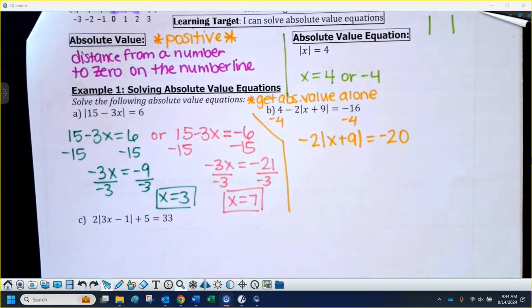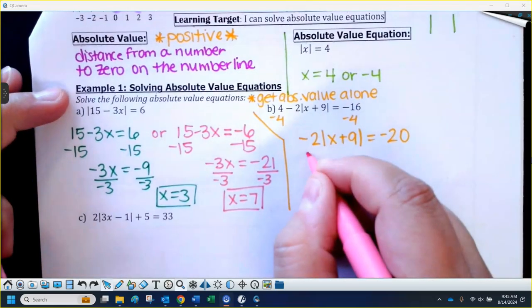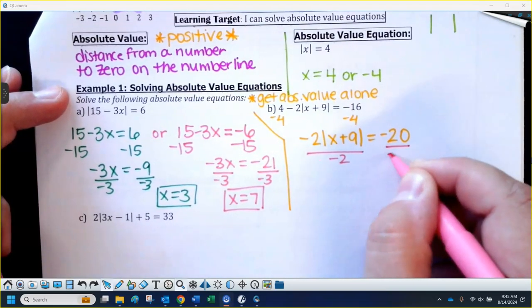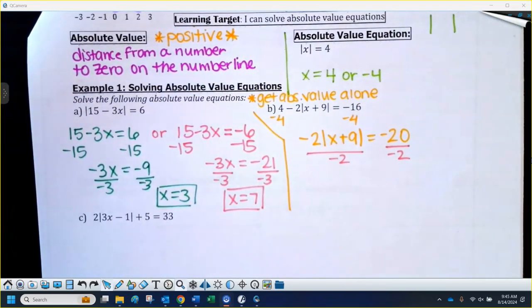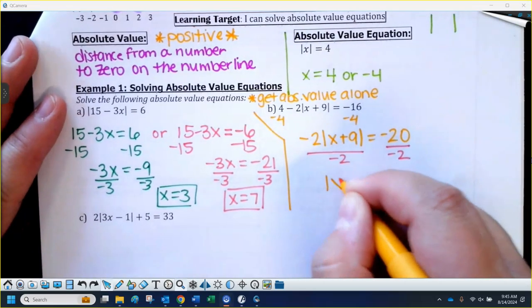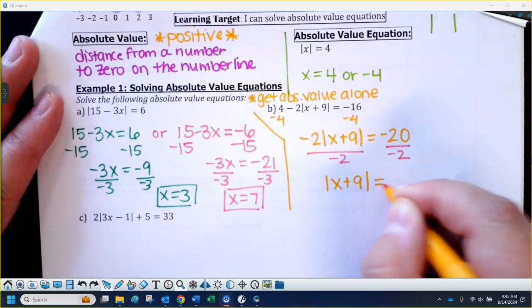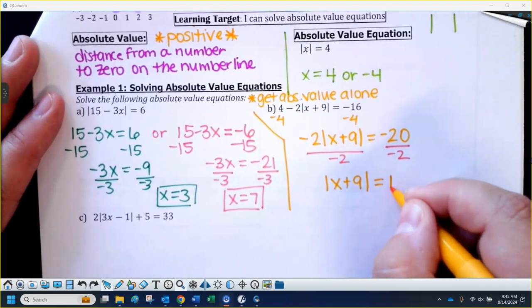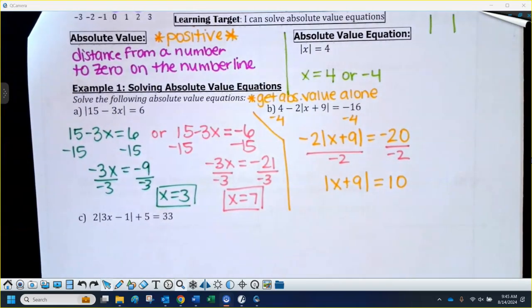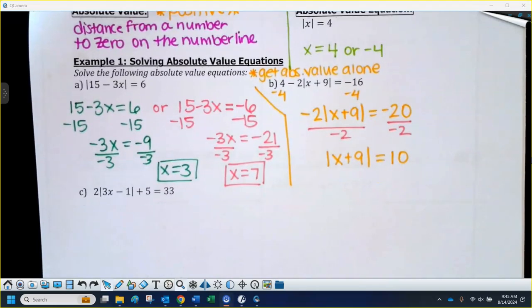Okay, now, very, very important. Never, never distribute anything into an absolute value. Totally illegal. Do not do that. What you want to do is divide, because we're trying to isolate this absolute value. Do not distribute anything into an absolute value. It will totally mess everything up. We're just trying to get that absolute value alone, so we're going to divide. So I get the absolute value of x plus 9 equals 10. It's negative 20 divided by negative 2.